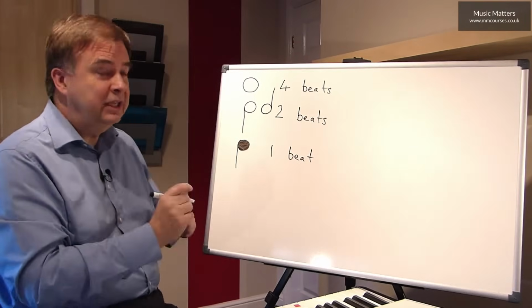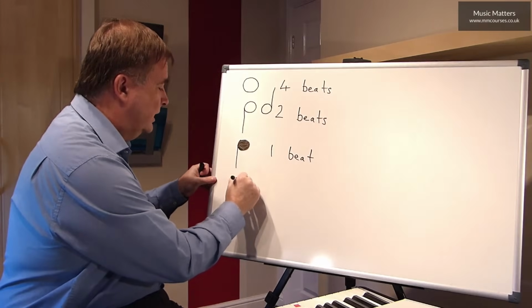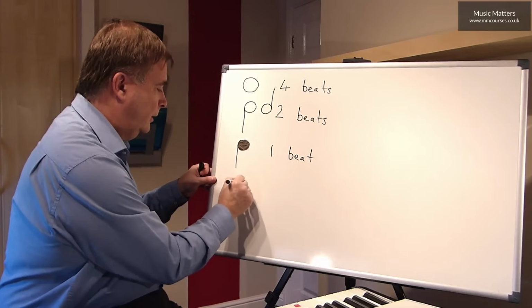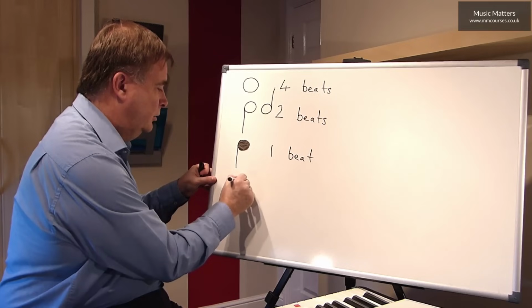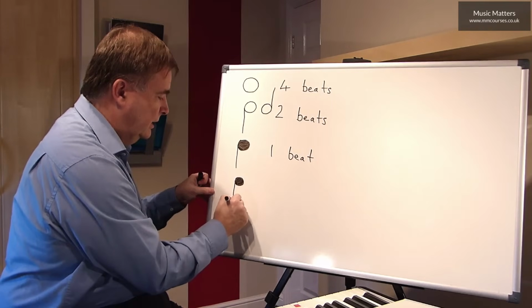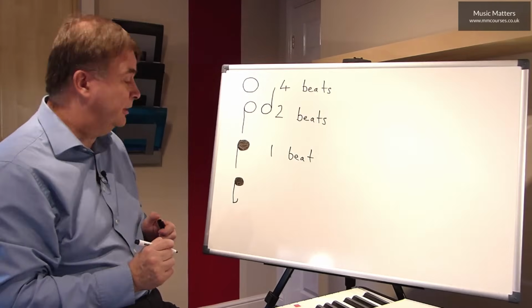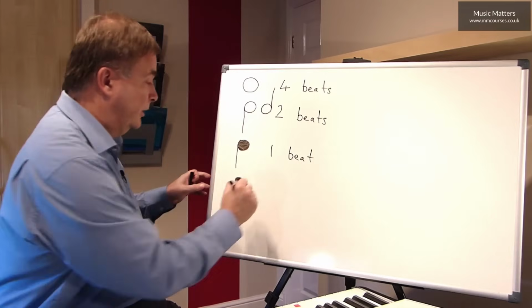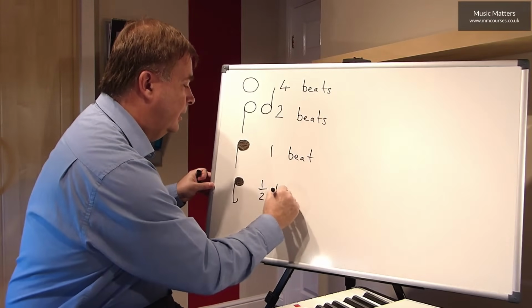After that, we can get even faster with our rhythm. I could write another crotchet. And if I put a little hook on the bottom of it, like this, that's called a quaver, or in the American system, it's called an eighth note. So that's worth half a beat.